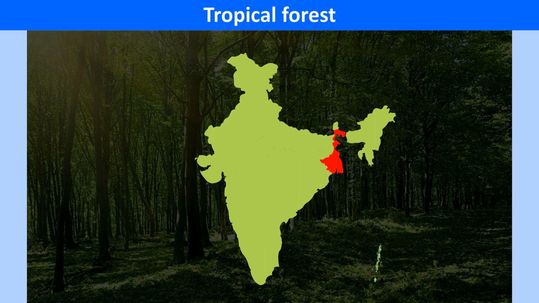In India, the tropical evergreen forests are found in the northeastern states, parts of West Bengal, along the Western Ghats and in the Andaman and Nicobar Islands. The tropical deciduous forests are found almost all over India. Along the eastern slopes of the Western Ghats, northeastern parts of the peninsular plateau, foothills of the Himalayas and the eastern parts of the northern plains.